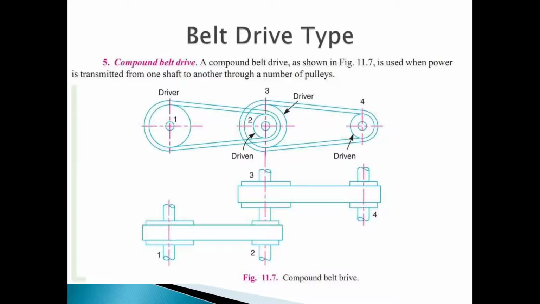Belt drive type: compound belt drive. A compound belt drive, as shown in the figure below, is used when power is transmitted from one shaft to another through a number of pulleys. Here is given an example of a belt drive: driver member, driven member, and another belt is also attached, that is driven member and driven member.